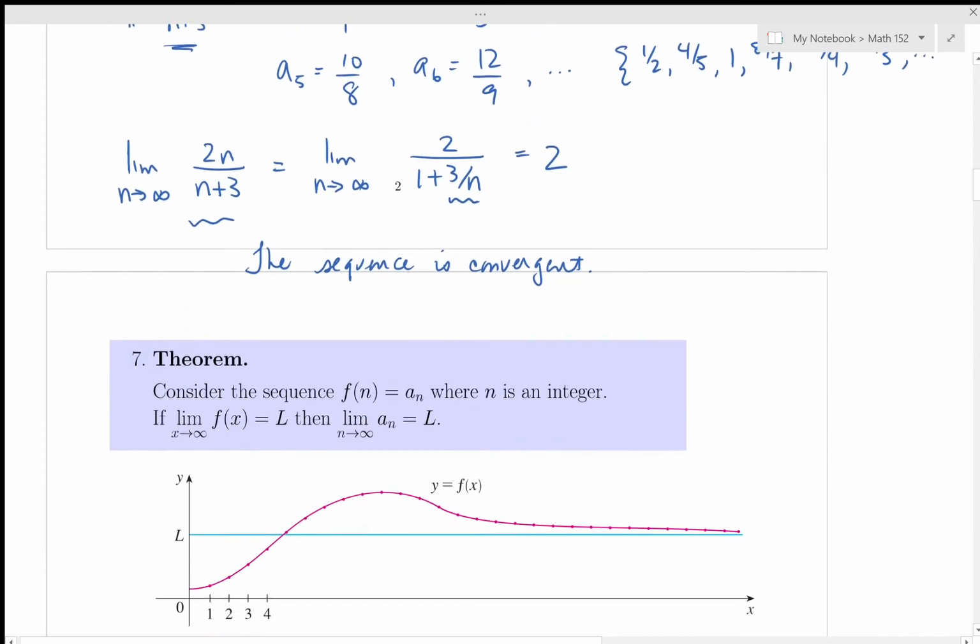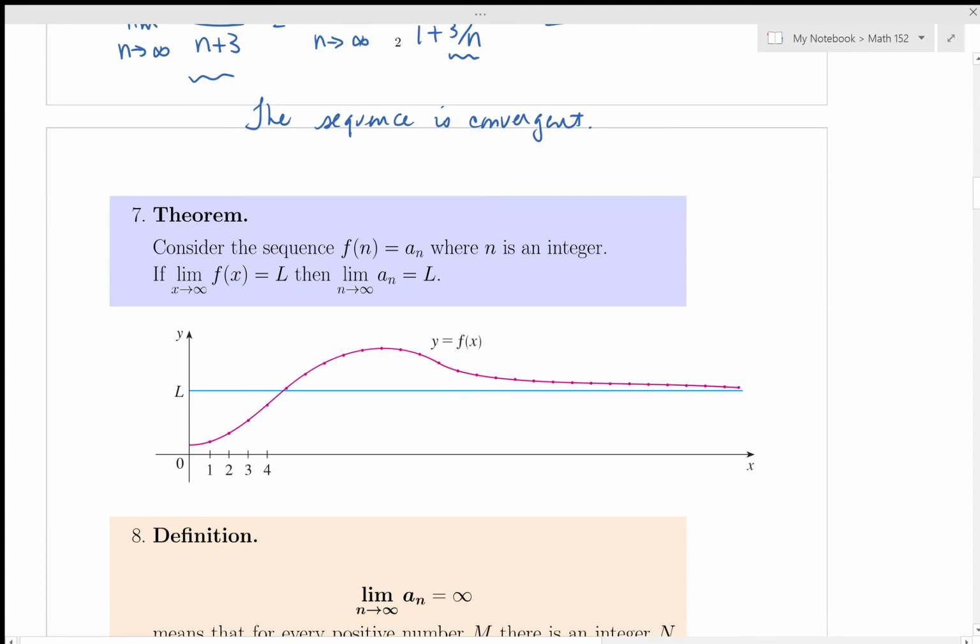Okay, so let's take a look at what we've identified here as a theorem. That is, if we have a sequence like this, where we identify f of n as a_n, where n is an integer, this function here has domain the positive integers. What we do is we consider the same function, but expanded to the real numbers. So we can say, if we have a function f of x such that f of x equals a_n when x is an integer, and when we take the limit of f of x, we get L, then we'll get the same limit when we take n going to infinity on a_n.